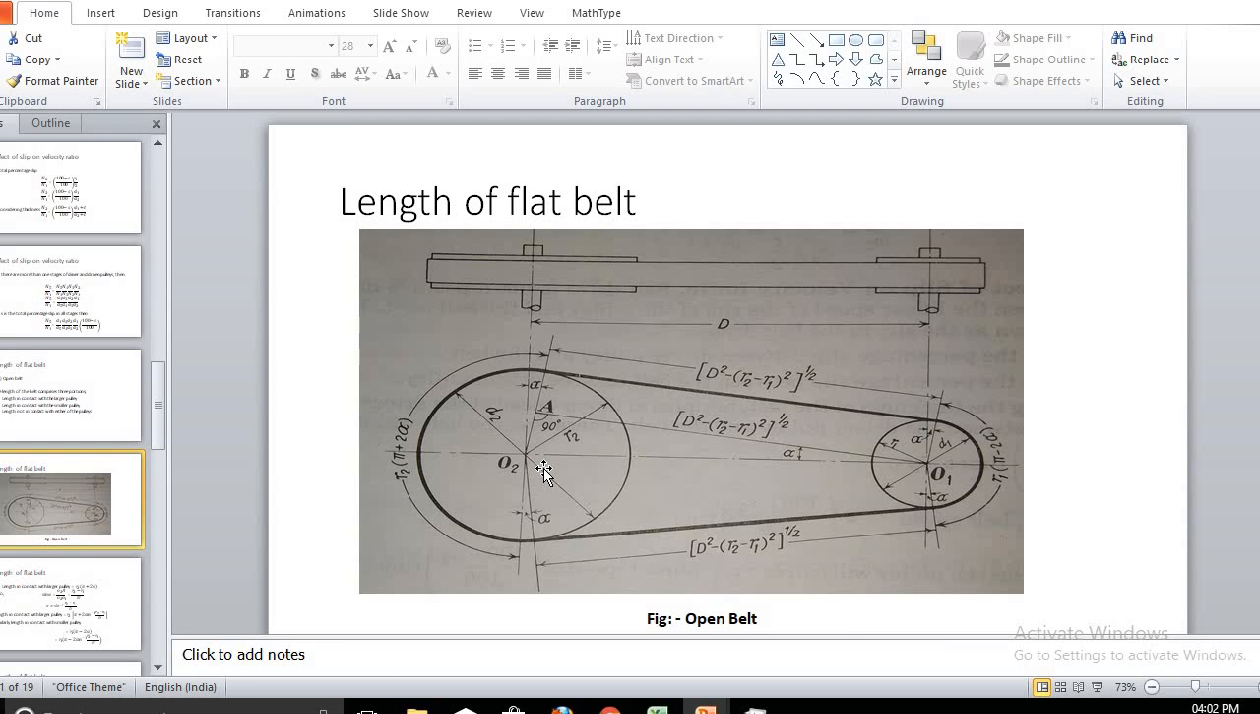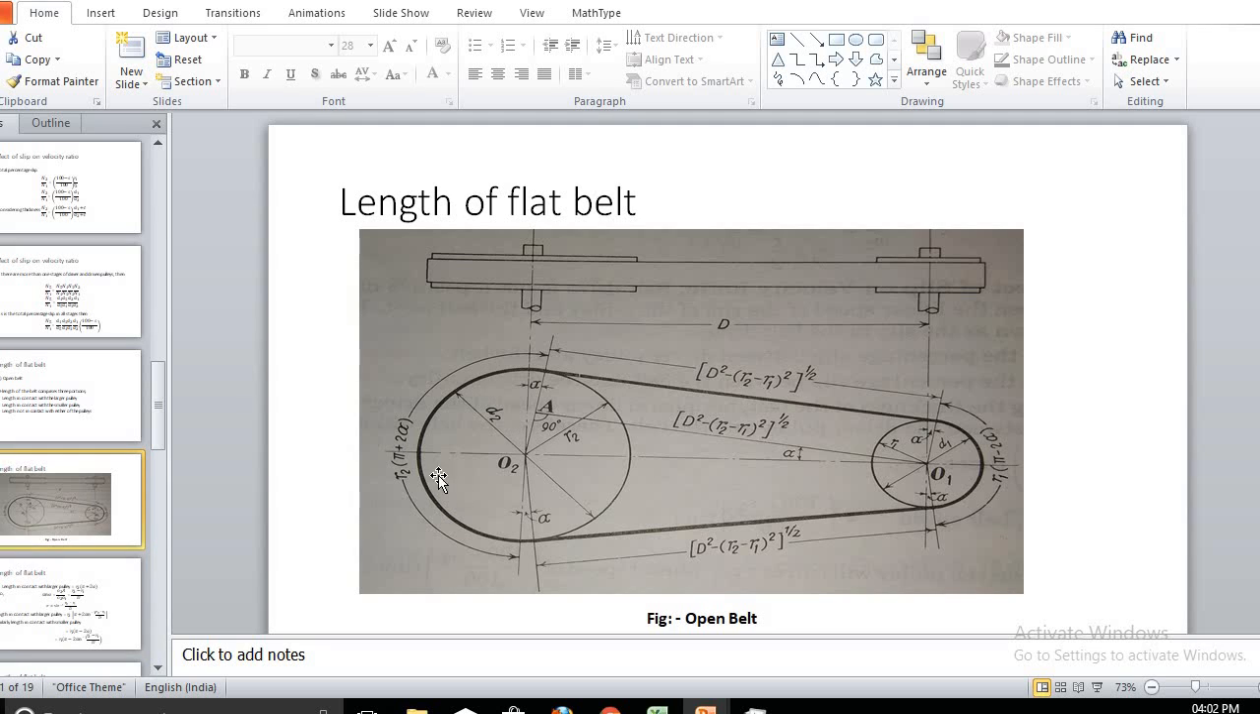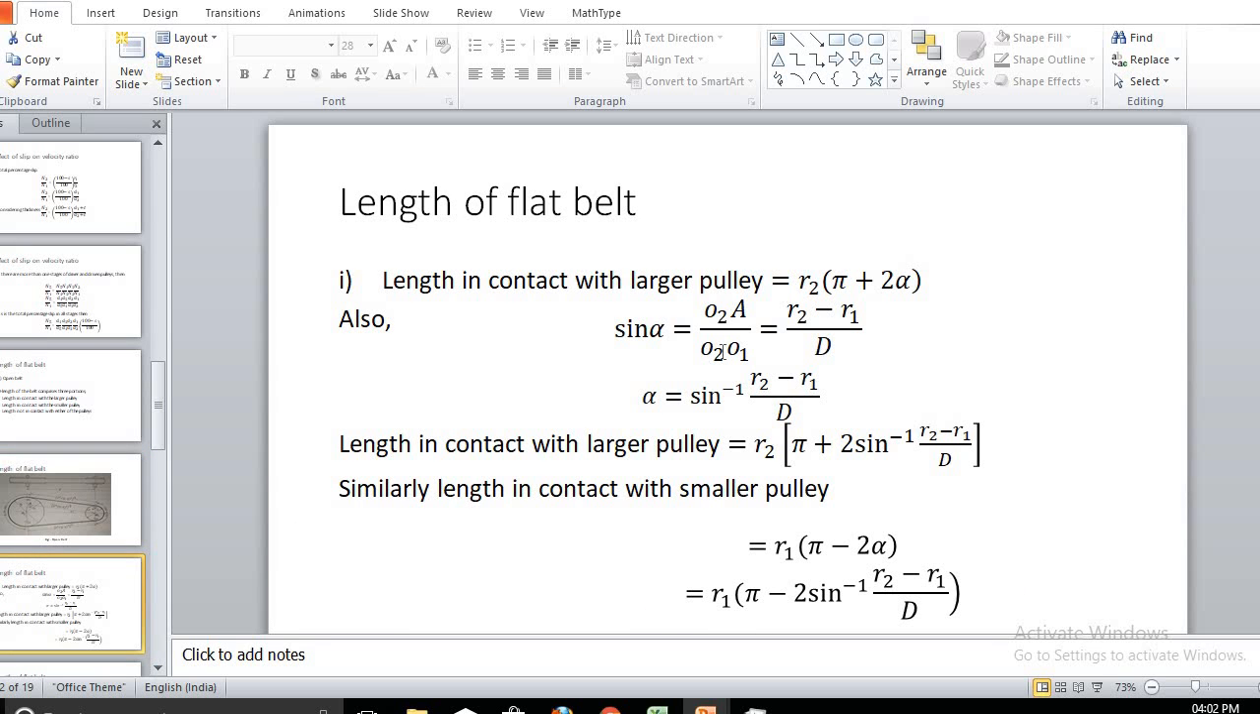So this is the length. The total length is the summation of all these lengths that we have observed here. Whatever was discussed here is written here. The length in contact with the larger pulley is r2 into pi plus 2 alpha, and the length in contact with the smaller pulley is r1 into pi minus 2 alpha. Now this alpha is simplified here.